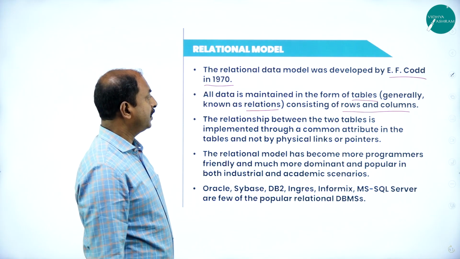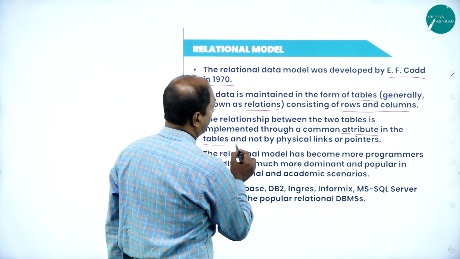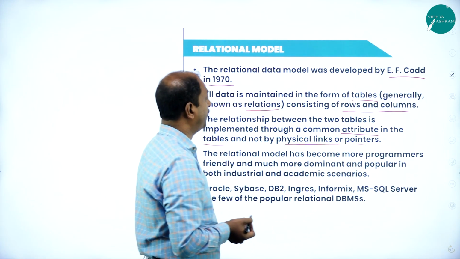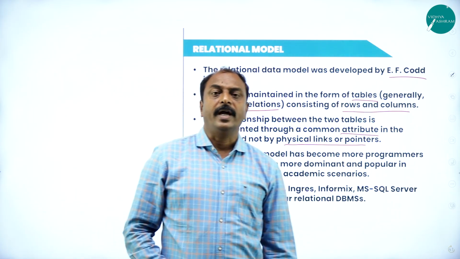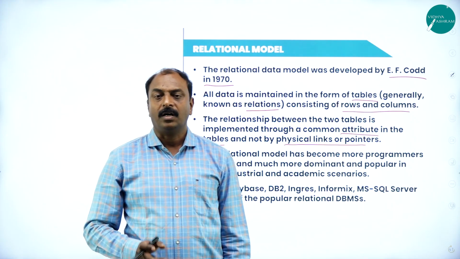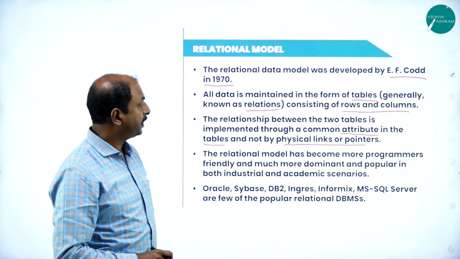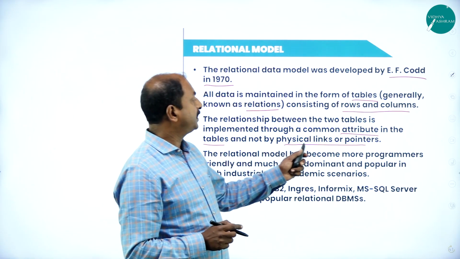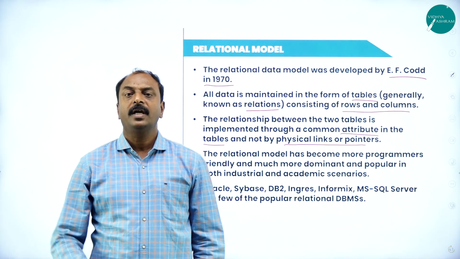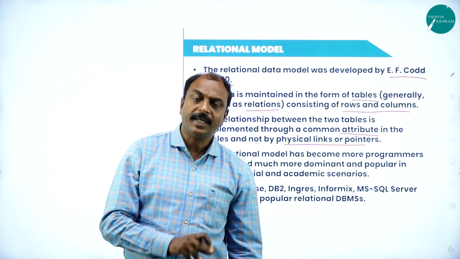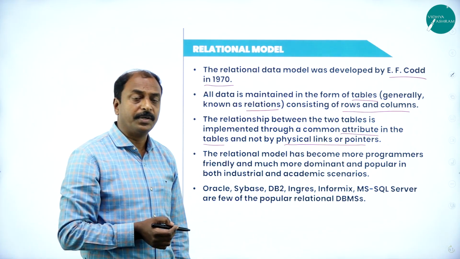The relationship between the two tables is implemented through common attribute in the table and not by physical links or pointers. So in relational model, as we have seen in the previous two models, we are going to make use of links or connectivity. We are connecting two different records through logical links, but here we are connecting not by physical links, by making use of an attribute, the common attribute. Attribute is nothing but a column. So we are going to connect two different tables through a common column or nothing but an attribute.